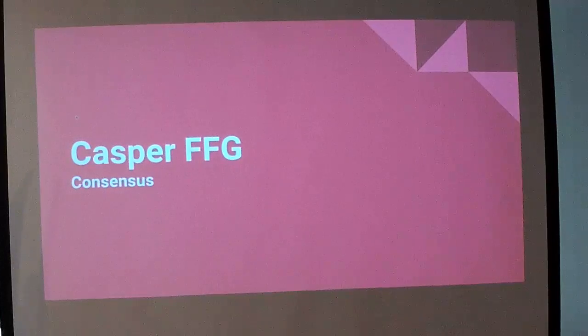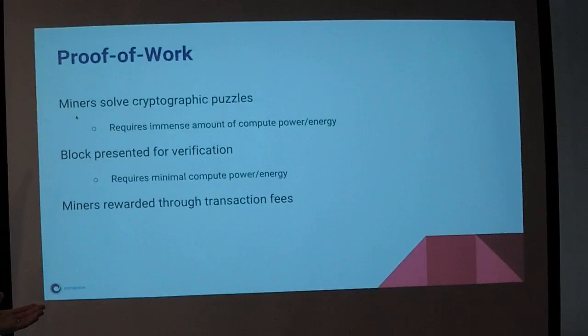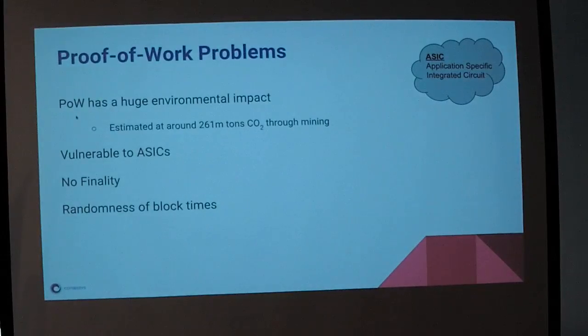Casper. Today we have proof of work, which I'm sure we all know pretty much the basics of. We've got a cryptographic problem that takes a fair amount of energy and processing power to solve, hence the mining rigs. The verification, however, is relatively simple, and the miners are rewarded through transaction fees. Basically, at its simplest, you solve the puzzle, which is hard, and verify, which is easy. What are the problems with that?